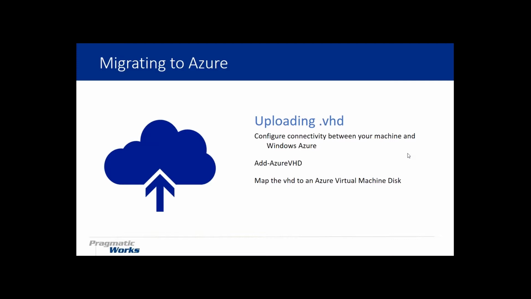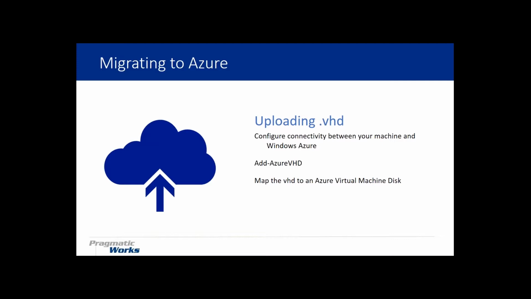All right, so uploading a VHD is pretty quick. You'll see there's only really one command. It's called Add-AzureVhd. Essentially what we're going to do is, if you haven't already imported that configuration file, we're going to do that so we can connect to our Azure environment. Obviously we've already done that.